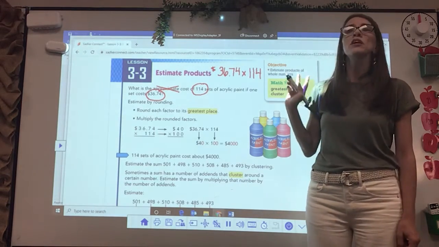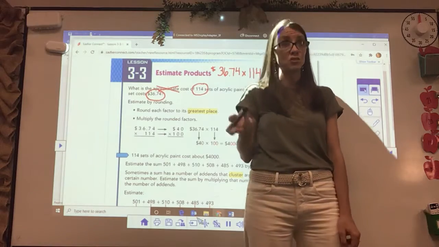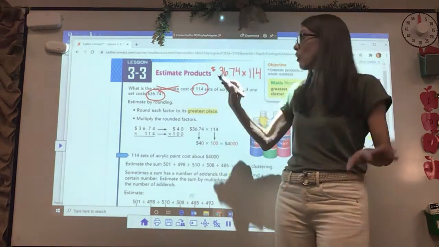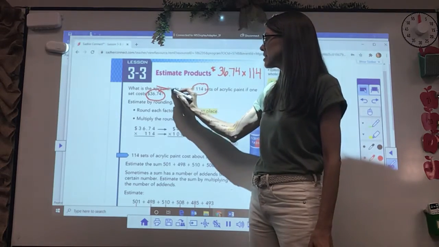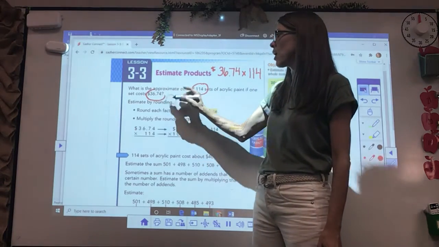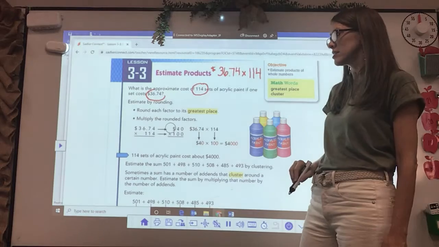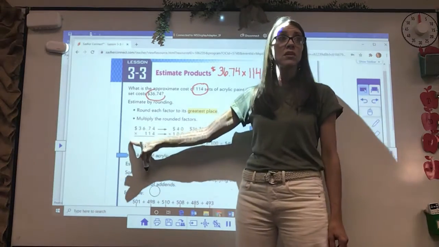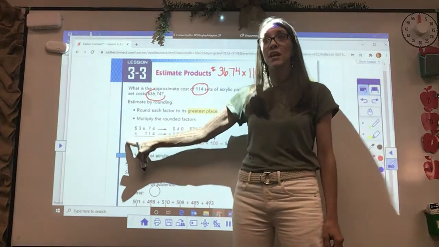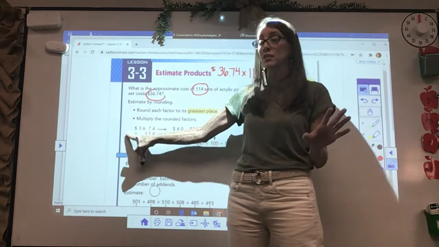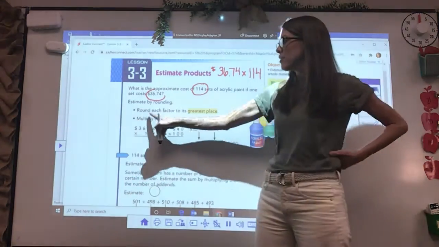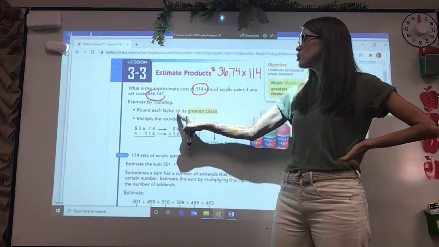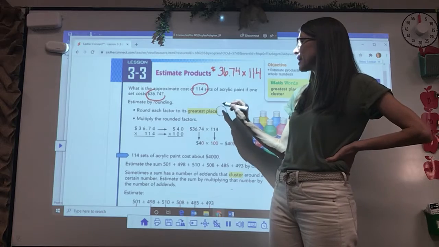Okay, so they're assuming you already know how to do that. You already know how to take a story problem and make an equation or an expression. But now, let's unerase this word. It says it wants the approximate cost. So look right here. Here they gave you how you would do it if you're not estimating. And then the first step is to round each factor to its greatest place.